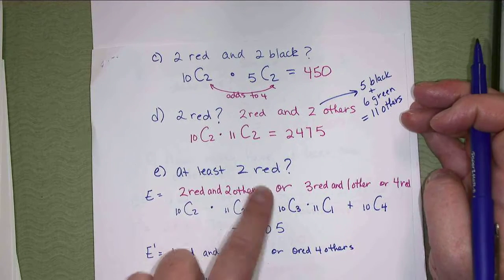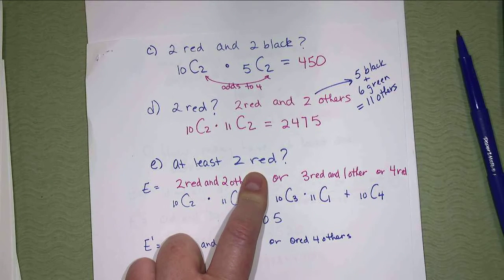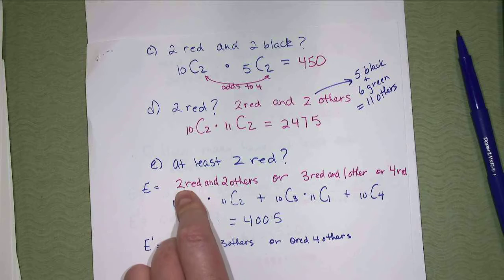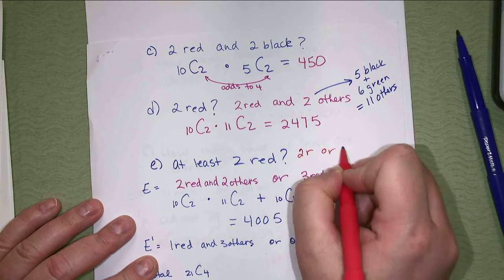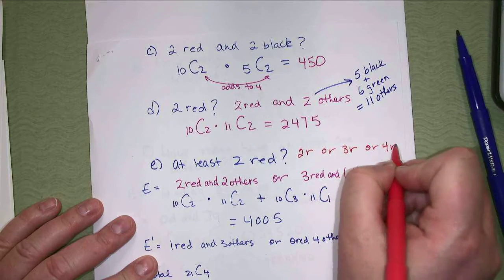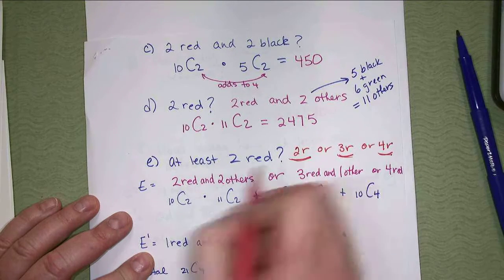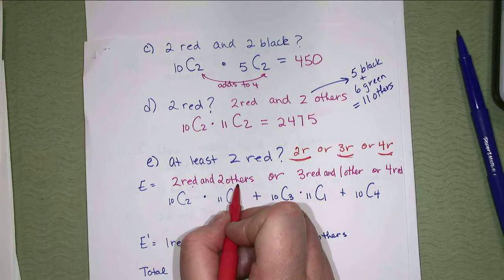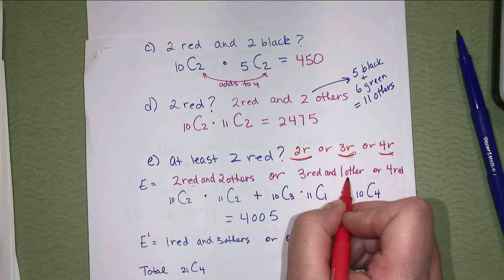At least 2 red. So this is where you have to say, what does that mean? 2 red or 3 red or 4 red. We're picking 4 altogether. So an or is add. So what you kind of say here is, this is 2 red or 3 red or 4 red. But we need them to add up to 4 each time. So this would be 2 red and 2 others. That would be the 4. Or 3 red, and then you'd need 1 other. Or 4 red.